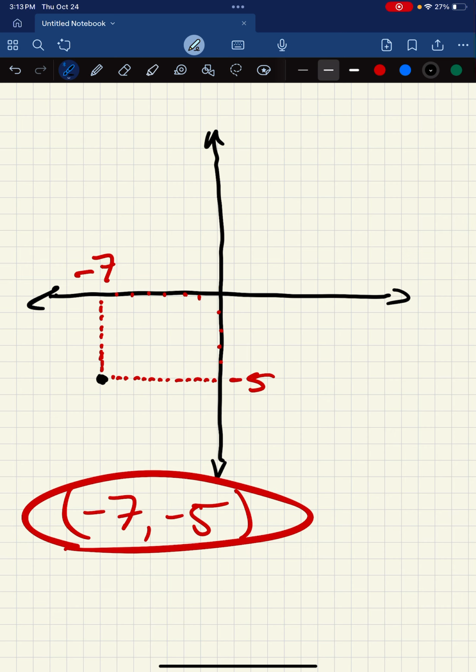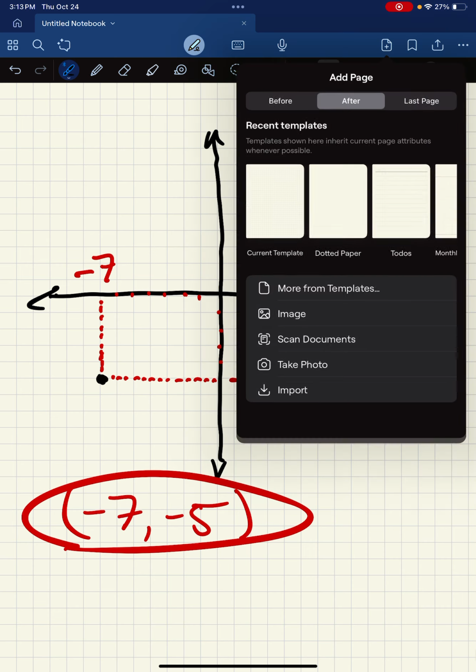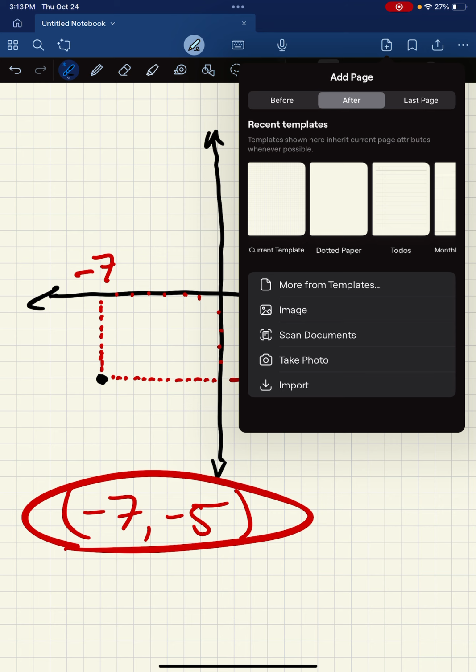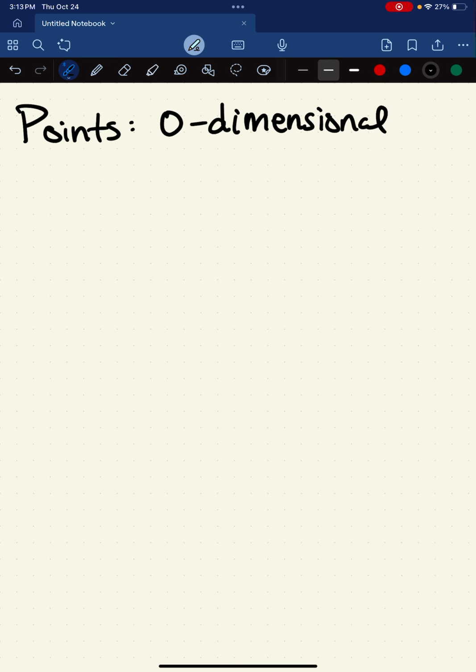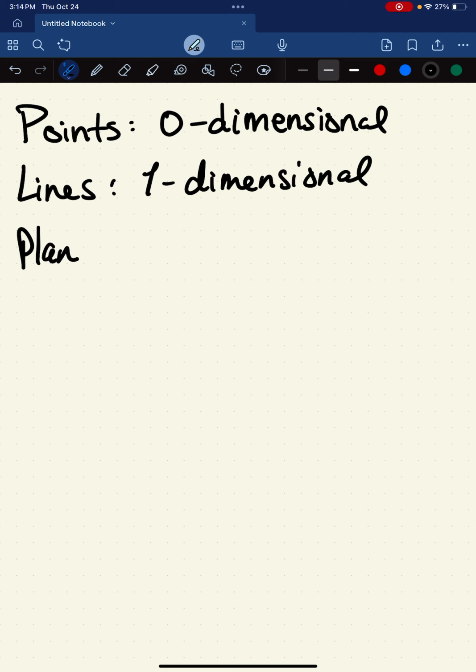Okay. So now that we know how to plot points, there's another thing we need to know how to plot in 2 dimensions. You don't have to know this, but I'm just going to give you the motivation here. Points are 0-dimensional. Lines are 1-dimensional. And planes are 2-dimensional.